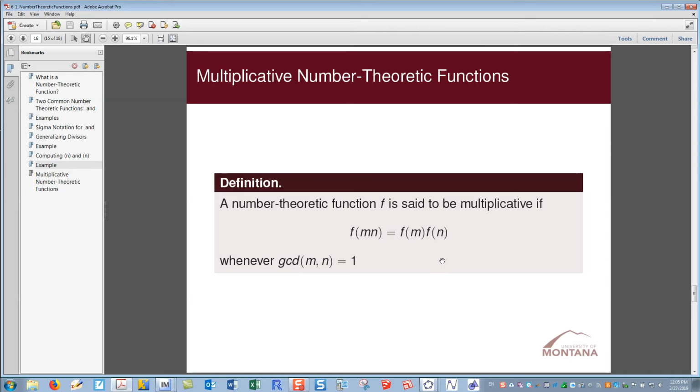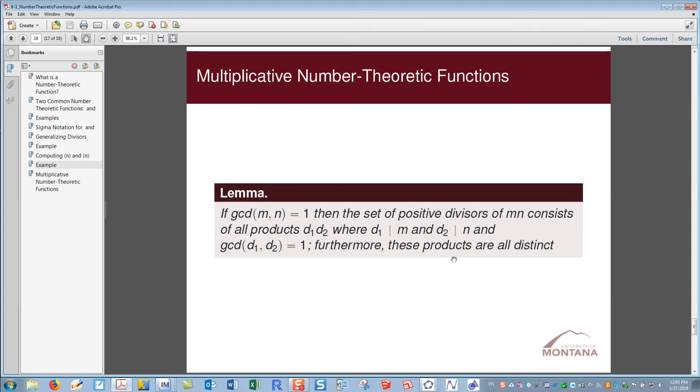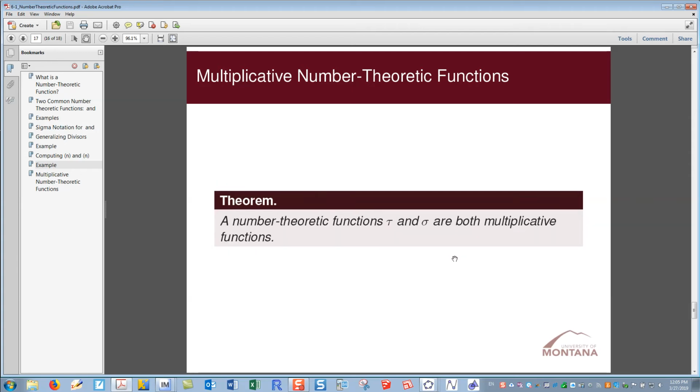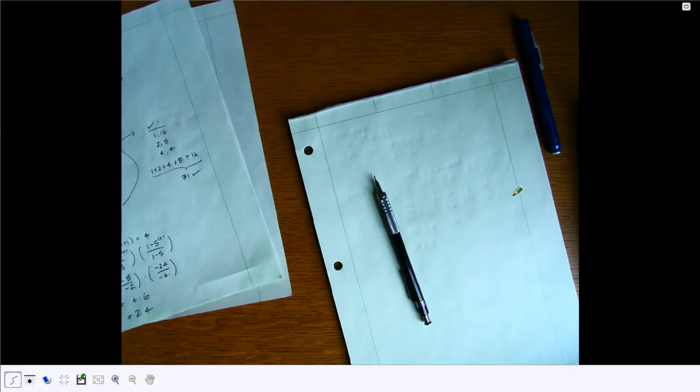That's a definition, and what it appears is that both tau and sigma are multiplicative functions. I mean, at least that's what one example showed us. So we should probably, sorry about that, we should probably prove at least one of these two statements. So let's go ahead and switch over here to the live image and prove it.